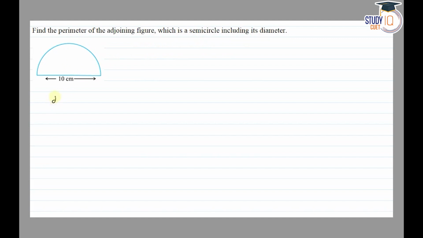So हमें यहाँ पे diameter given है 10 centimeter. So radius हो जाएगा हमारे पास d by 2 is equal to 10 by 2 is equal to 5 centimeter.